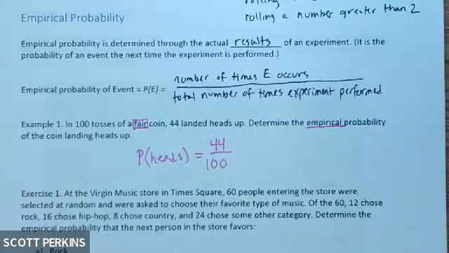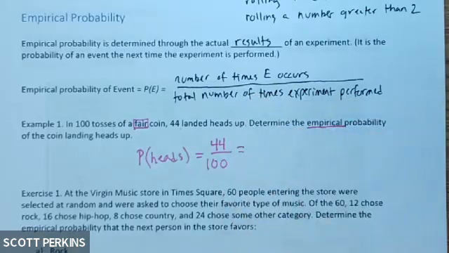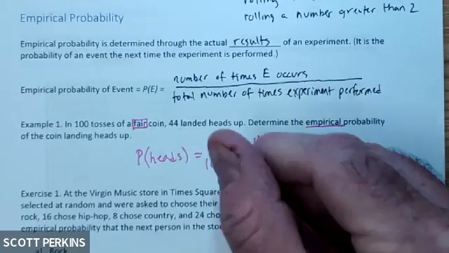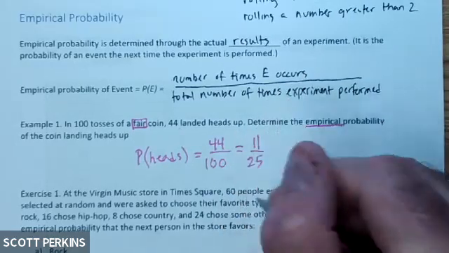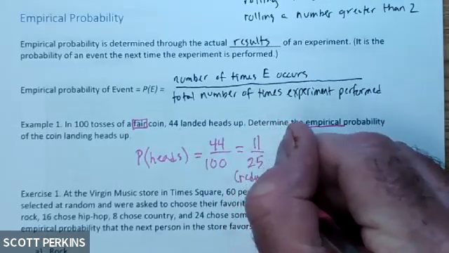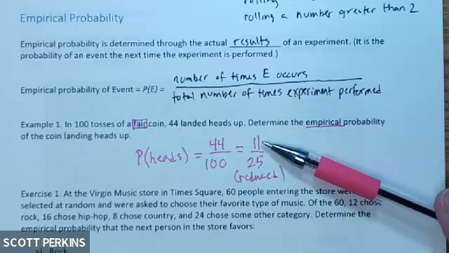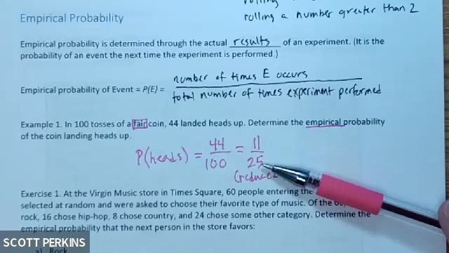Either if you're going to leave it as a fraction, make sure it's reduced. So I'm going to reduce the fraction. 4 goes into both 44 and 100. 4 goes into 44 11 times. 4 goes into 100 25 times. So this is my reduced fraction, my reduced ratio. This means that I have 11 successes for every 25 times I flip this coin.